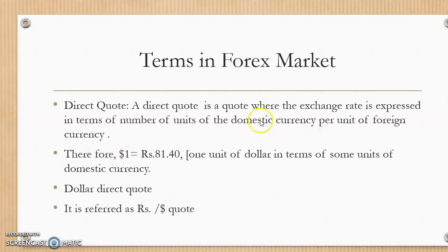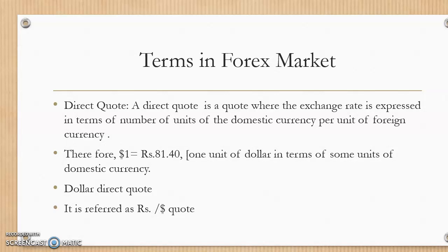A direct quote is a quote where the exchange rate is expressed in terms of the number of units of the domestic currency per unit of foreign currency. Now, what does that mean? Under this method, the quote is expressed in terms of the domestic currency. This means that the rate expresses how one unit of domestic currency relates to the foreign currency. So, if a unit of domestic currency were to be exchanged, how many units of foreign currency would it get? That is what is called direct quotation.